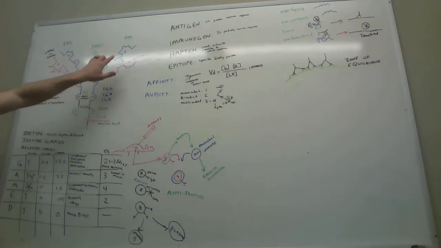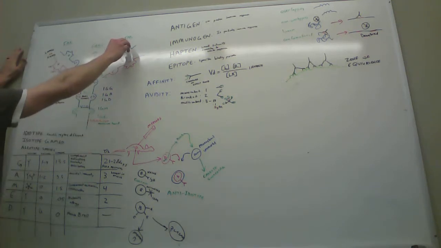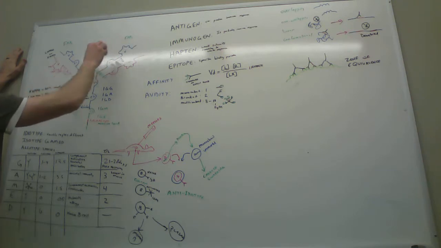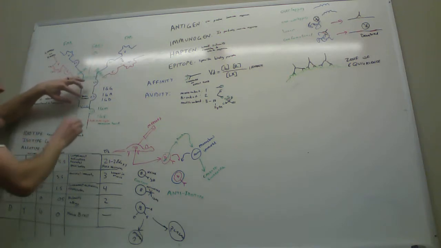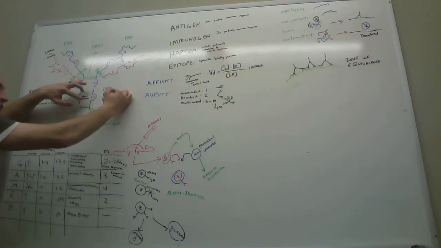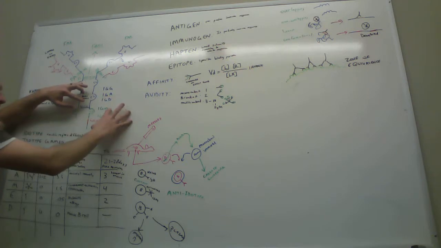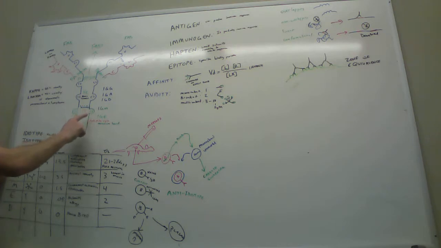On the heavy chain, there is one variable portion, and there are either 3 or 4 constant regions. So variable, constant, constant, constant. There are 3 if you're talking about the isotypes IgG, IgA, or IgD, and the isotypes IgM and IgE have a 4th constant region, shown here, C4.